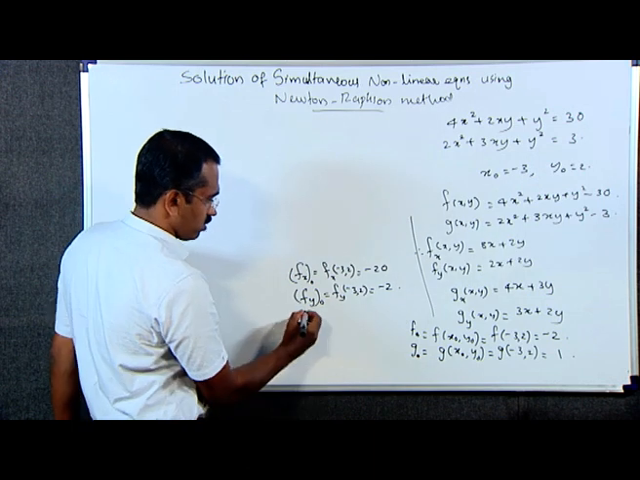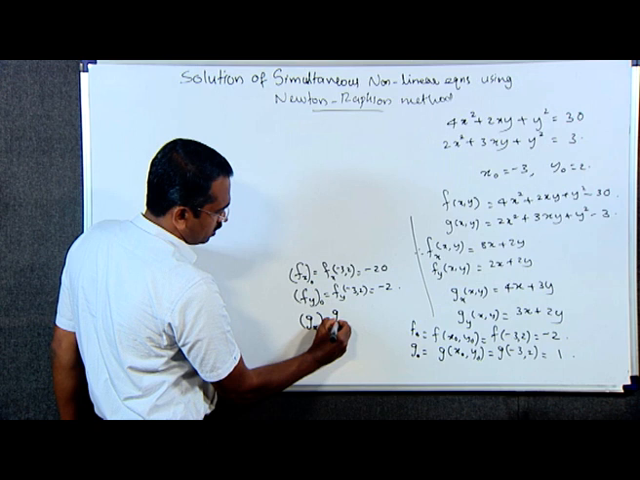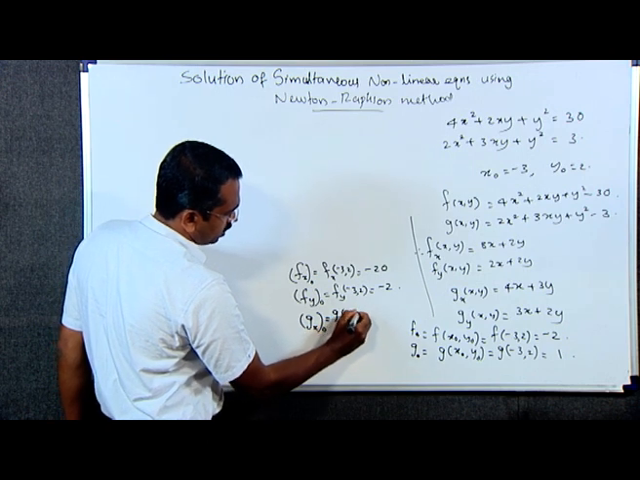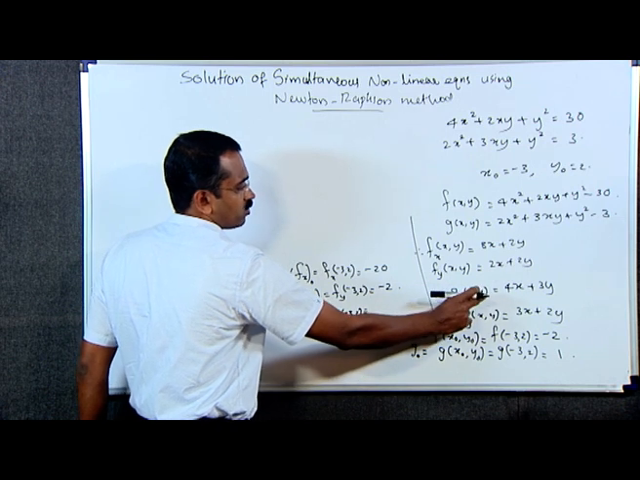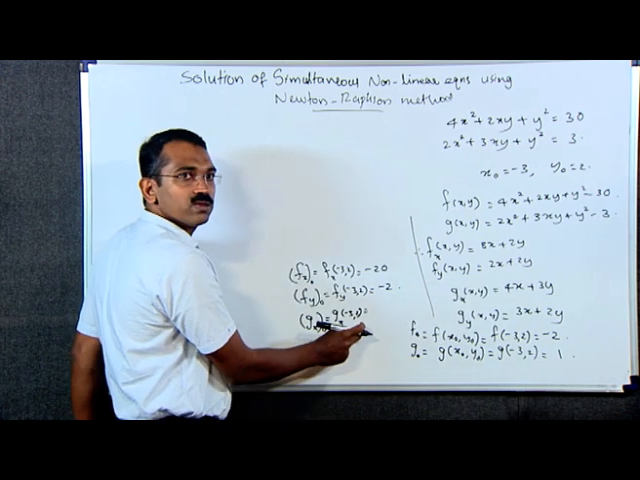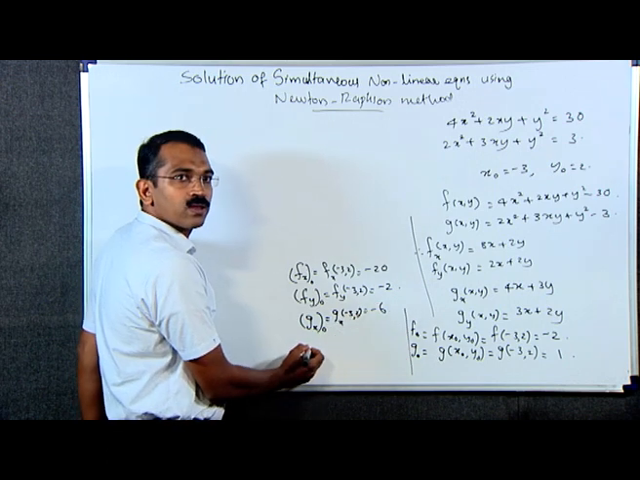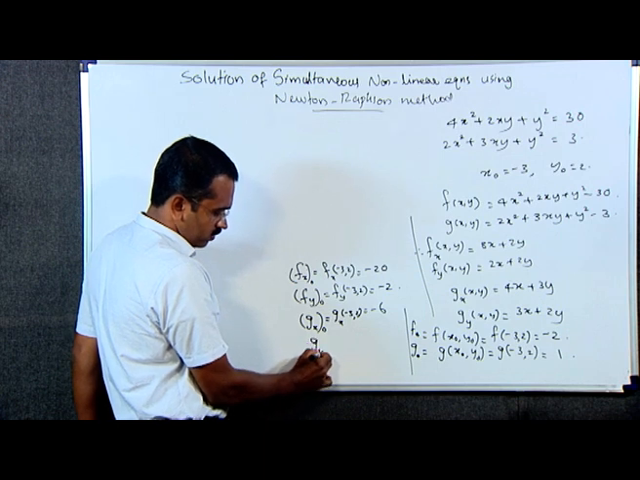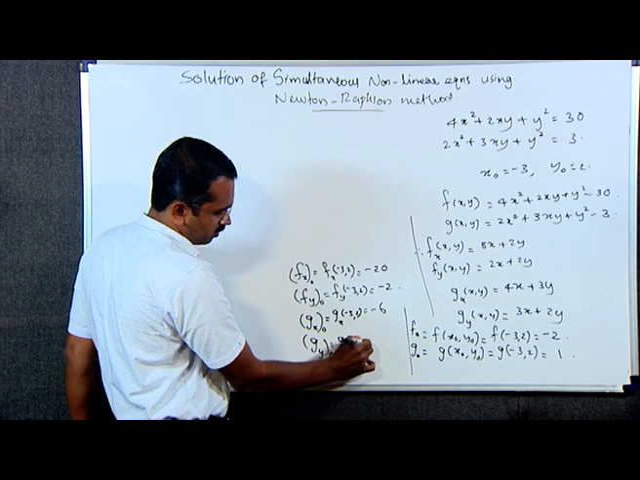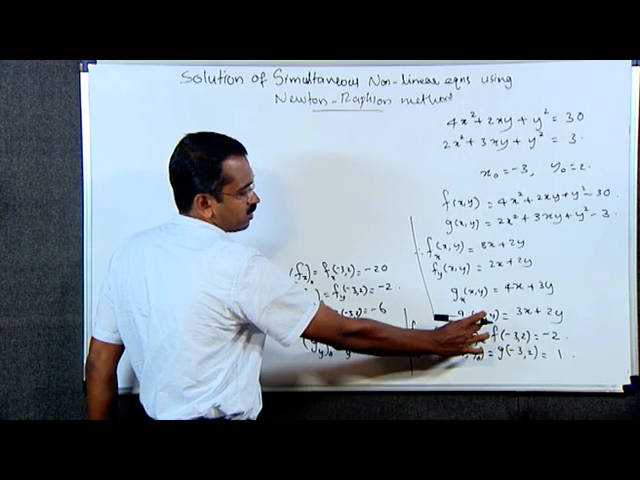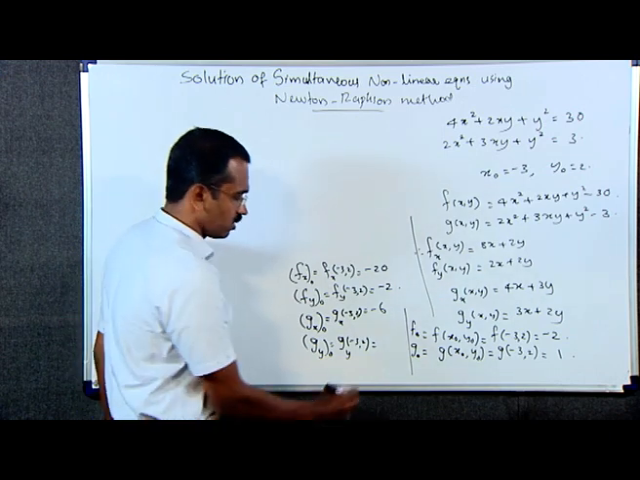Now, g x naught, that is g x at minus 3 comma 2. This is g x. Putting x is equal to minus 3 and y is equal to 2 here, we will get this as minus 6, and g y naught. G y naught means g y at minus 3 comma 2. Putting x is equal to minus 3 and y is equal to 2 here, we will get g y naught as minus 5.